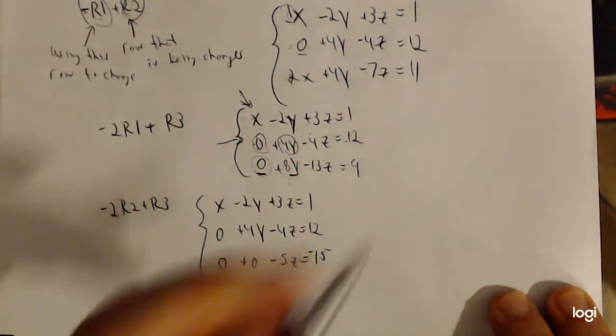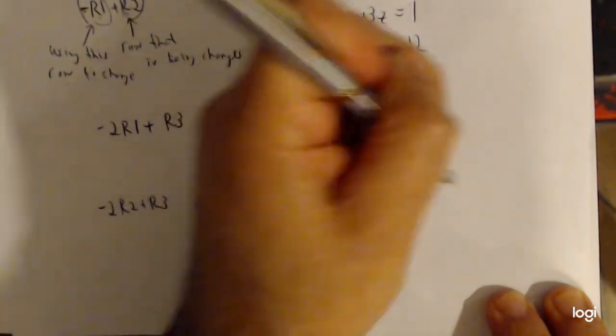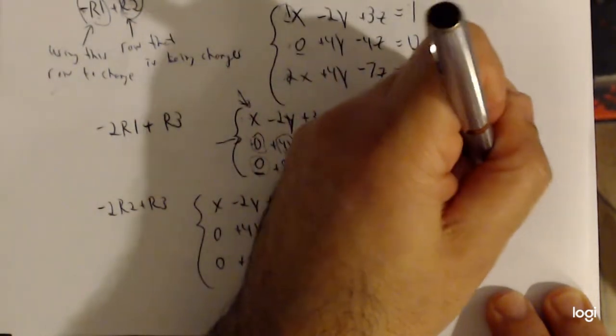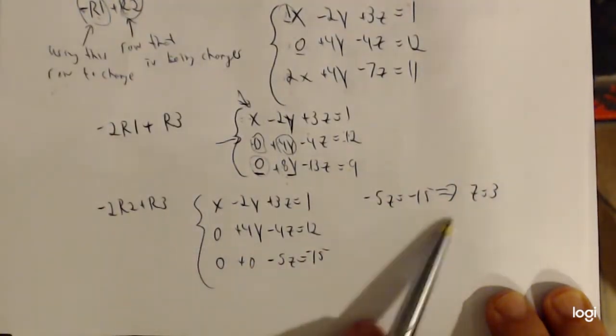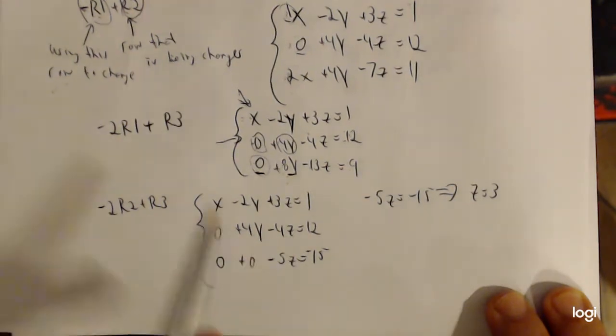If I start with the last row, we know that negative 5z equals negative 15, which implies if I divide both sides by negative 5, z is 3. And then what do we do? We can now come up to the next row, the one above it. Now that we know what z is, I could substitute 3 for z and solve for y.